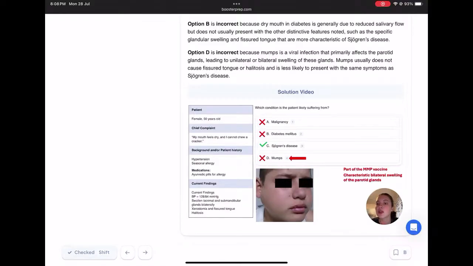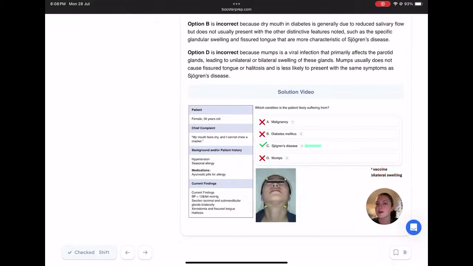We also would not see swelling of the lacrimal glands and a dry mouth in a patient with mumps, but we would see more muscle aches and pains, loss of appetite, and a fever. And because we do not see these symptoms in our patient, we knew that this answer choice was incorrect. So when a female patient especially presents with bilateral swelling of the submandibular glands and lacrimal glands alongside xerostomia, you should always assume that they have Sjogren's disease.